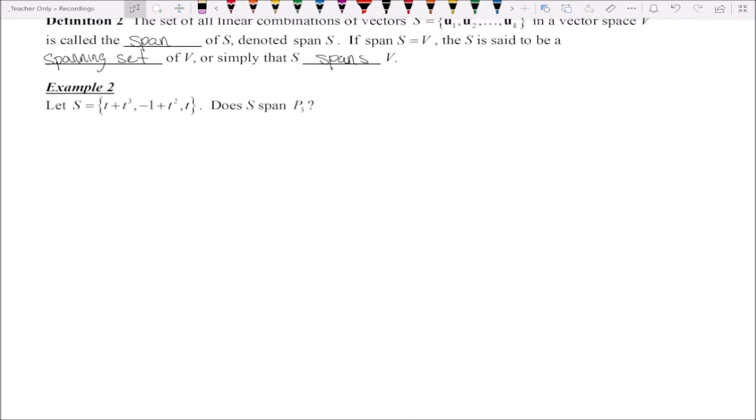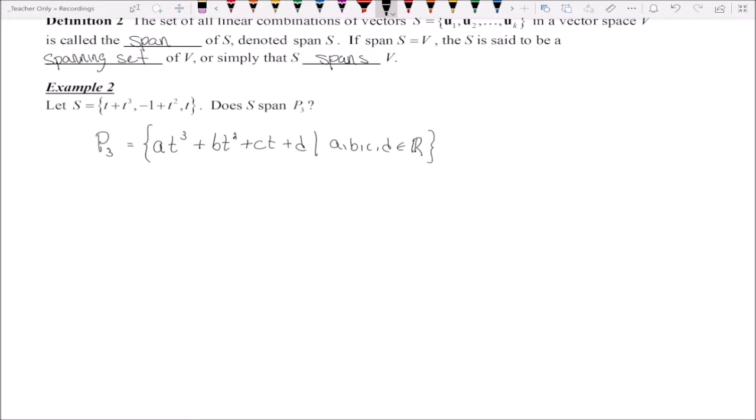So we look here and we say S is the set t plus t cubed, -1 plus t squared, and t. And we're asked if S spans P3. Right, so first, recall that P3 is the set of all polynomials of degree 3 or less. So it's the set of at cubed plus bt squared plus ct plus d such that a, b, c, and d are real numbers.